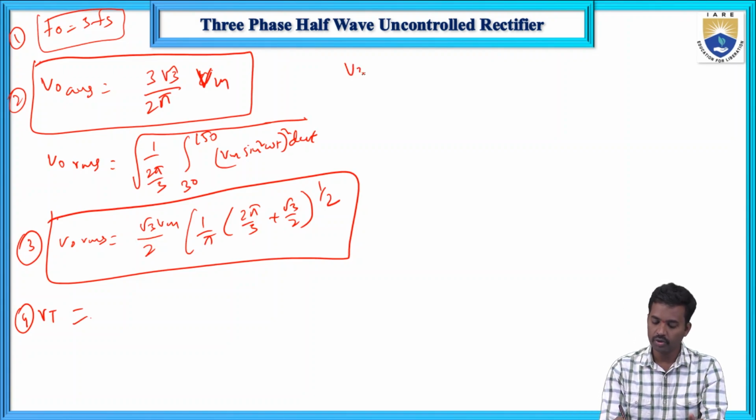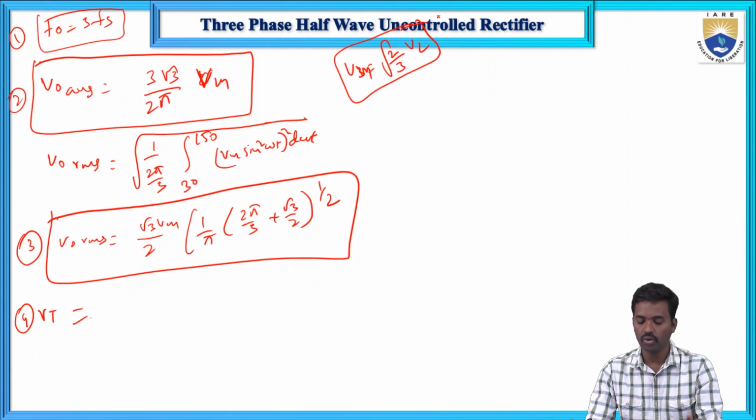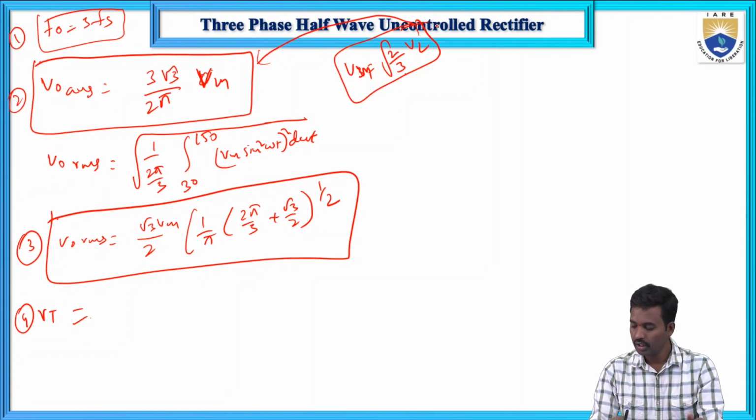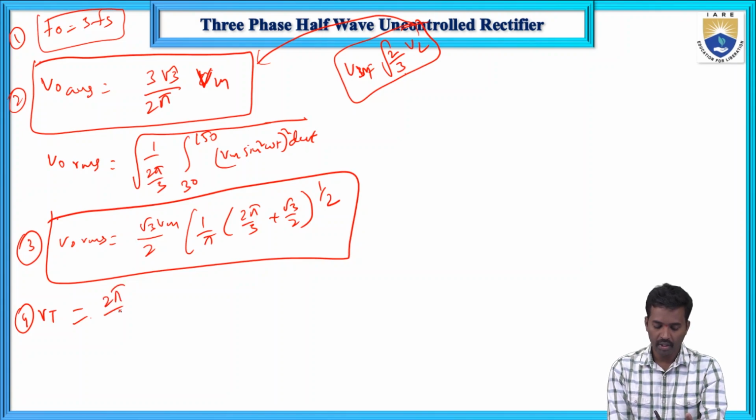Gamma of t equals 2π/3. We can write Vm equals √2/3 into VL. Generally in the question they will also give the line voltage, so you can substitute this if the line voltage is given. So here Vm equals √2/3 into VL, and gamma of t equals 2π/3. So it is conducting for the 30 to 150 duration.